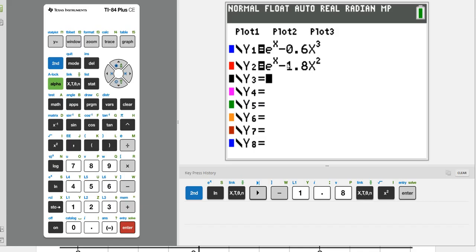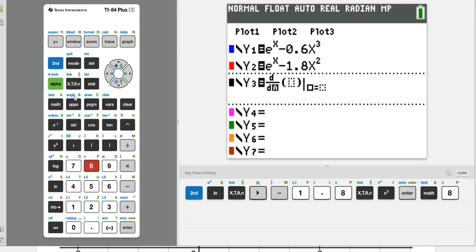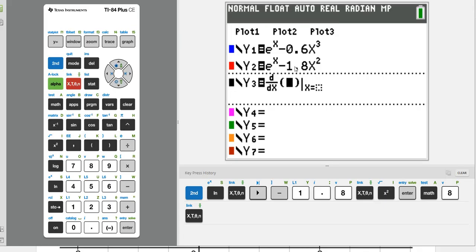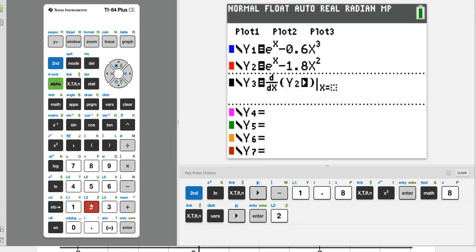Let me remind you that you can do some of these things numerically. Do you remember where to find those things numerically? You're going to go to the math menu. If I want the second derivative, it's enough just to differentiate the first derivative. So go to the math menu, option 8, d by dx of, let's see, I want y2 here. You can find y2 with the vars menu, over to yvars, function, y2. It's going to differentiate that with respect to x. So put in that extra x there. Great.